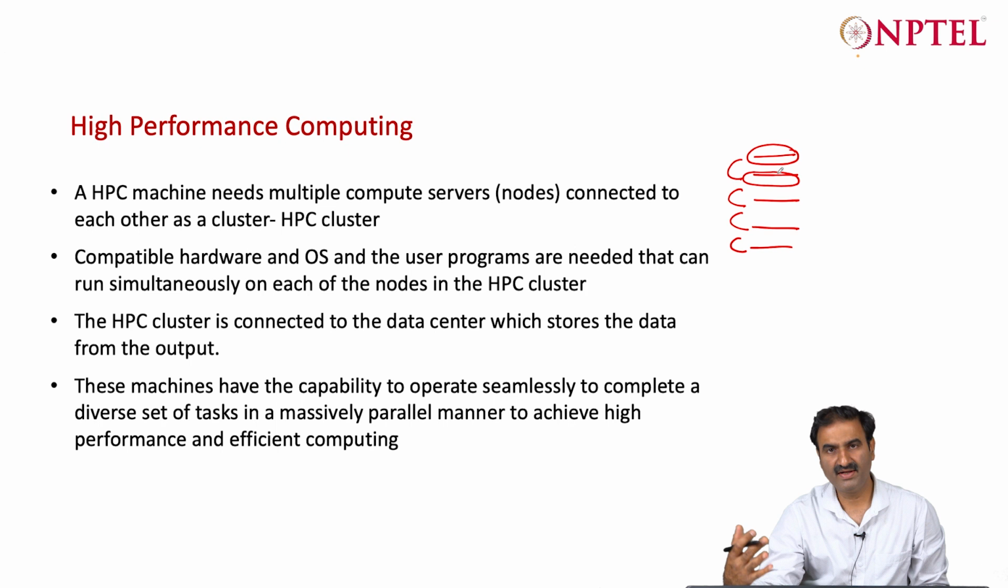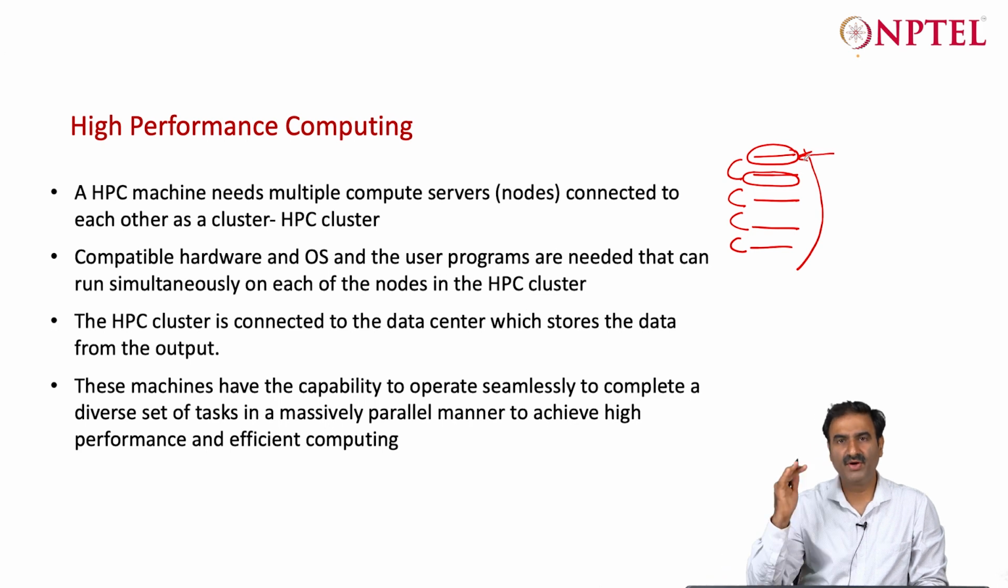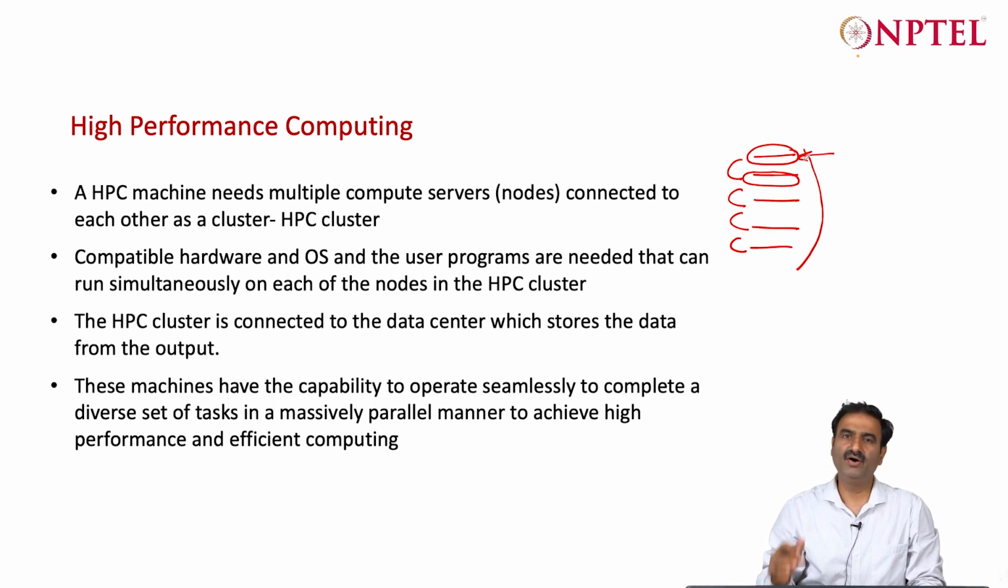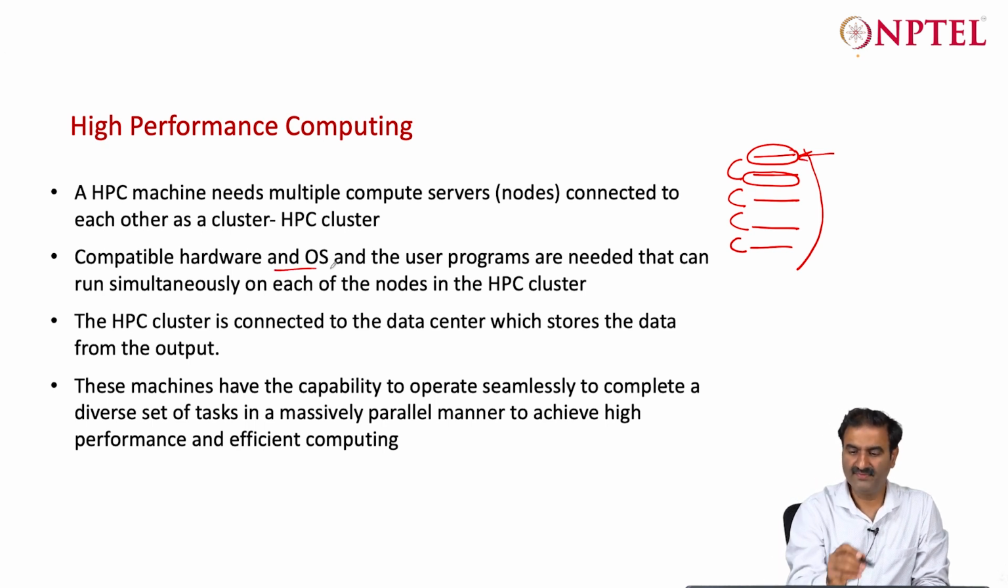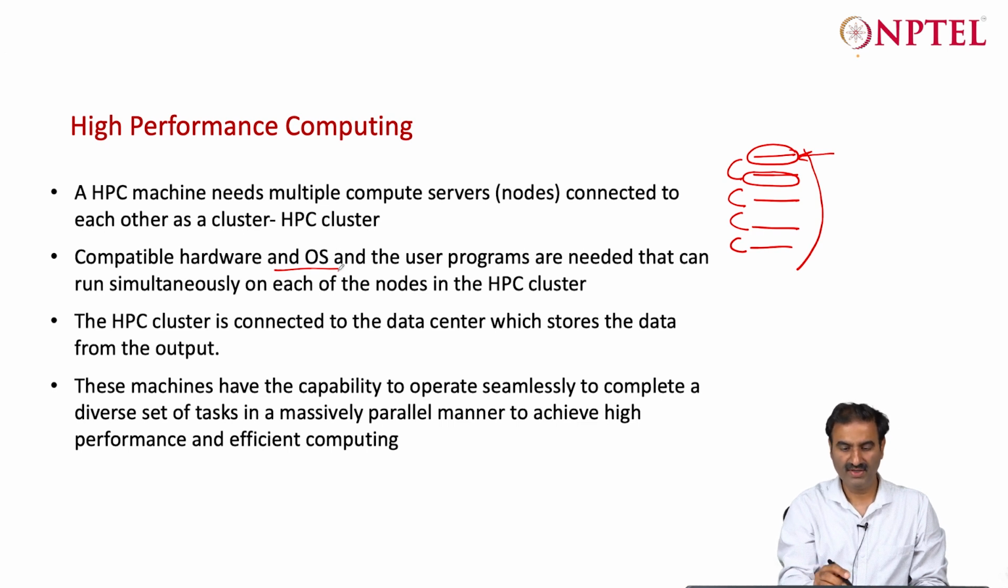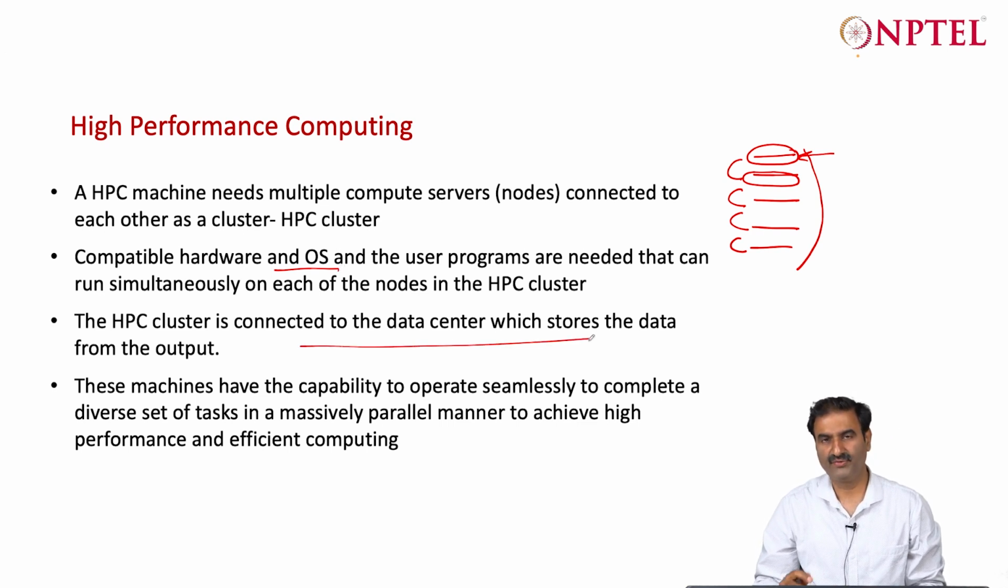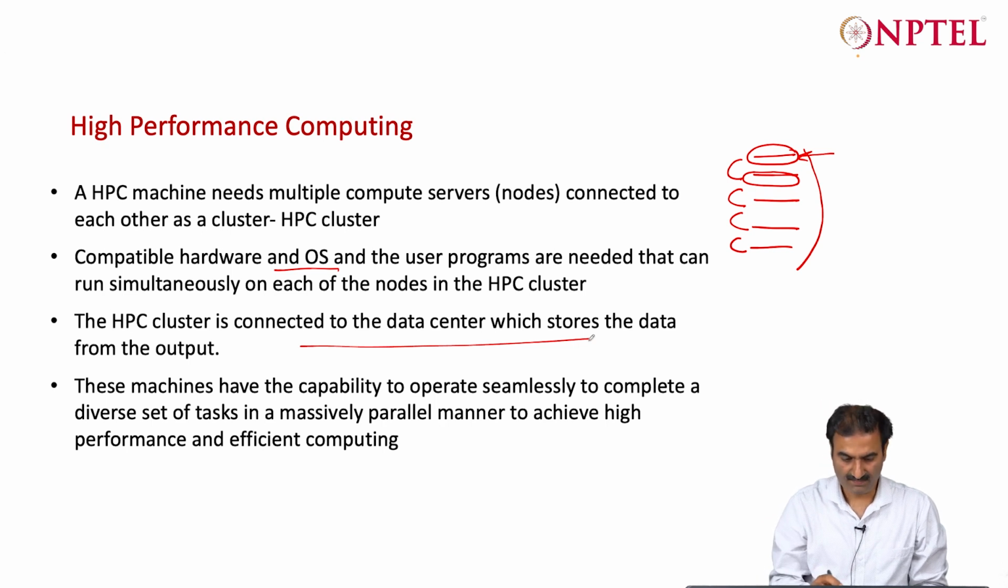There could be a data center associated with your HPC, and all these are connected by a very fast network and communicating with each other, and all of those should be of the same specs. If they are of different specs, then whichever is the weakest one may slow down your total processing. So ideally all the nodes should be of the same specifications, same software, same OS installed on all of those, and connected to the data center also to store the outputs, and it can do massively parallel calculations with high performance and efficient computing.